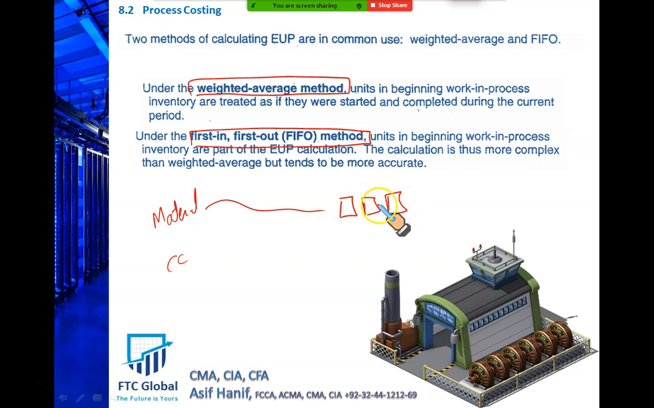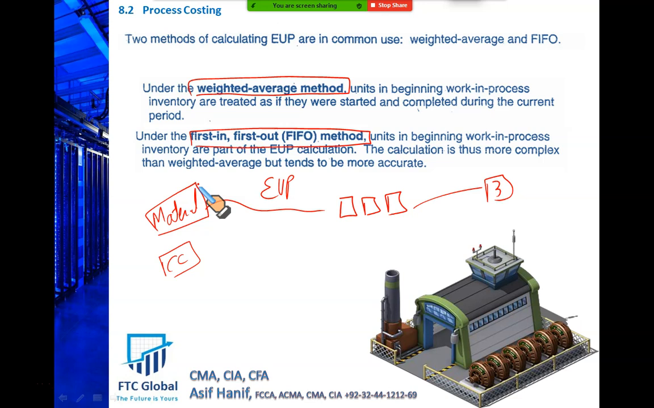Maybe in reality, they are just 3 units. But, just a minute, gentlemen. So, I told you, you need to split your cost in two categories, material and conversion cost. And you need to calculate the equivalent unit of production, EUPs. EUPs for material and EUPs for conversion cost.